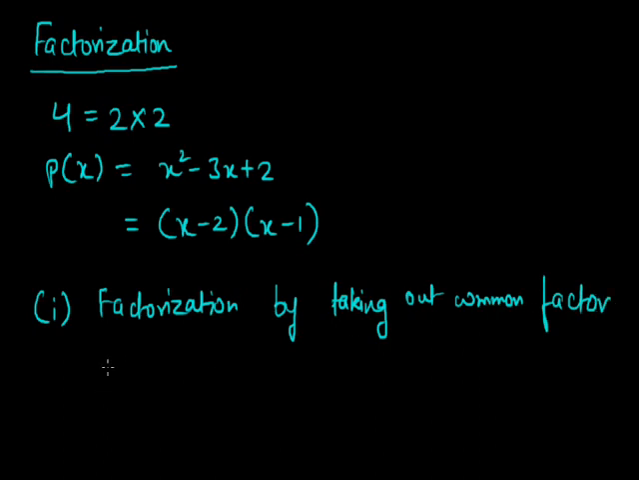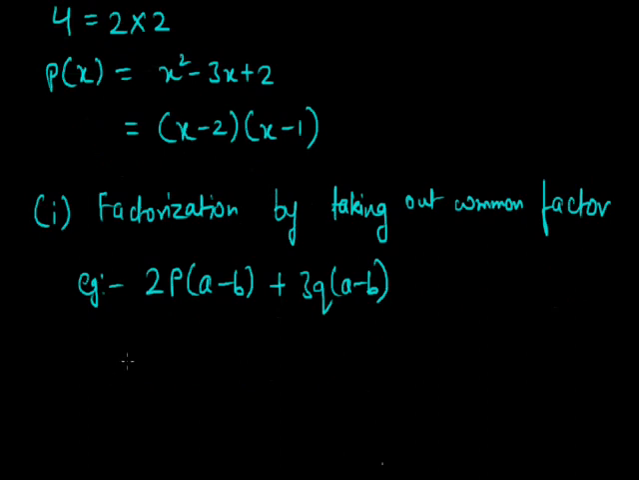Let's take one example. Let's say 2p into a minus b plus 3q into a minus b. So as we have taken this, now we need to do the factorization. Factorization means we have to rewrite this polynomial in the form of product of its factors. And as you can see, this factorization we are doing by taking out the common factor. So if you see, this 2p into a minus b is the first term and 3q into a minus b is the second term. We need to take the common factor. So if you see, a minus b is the common factor.